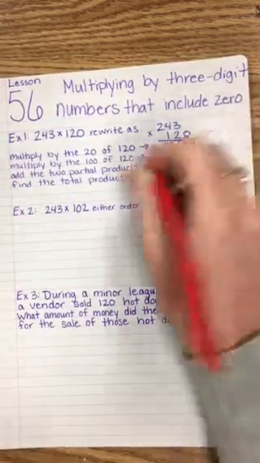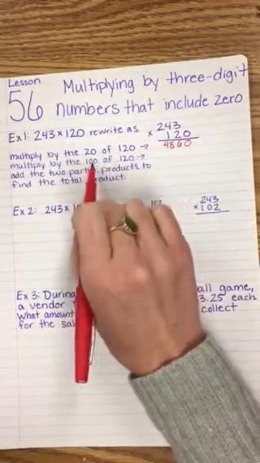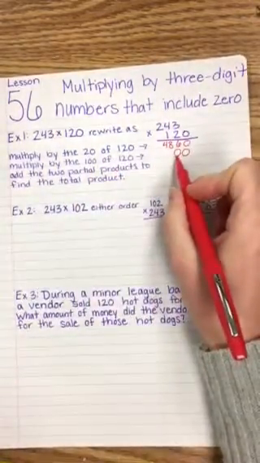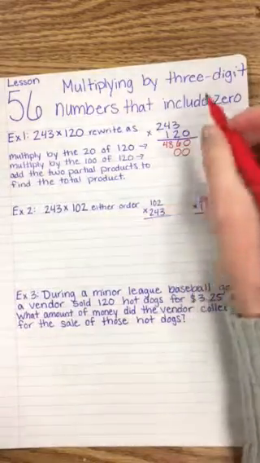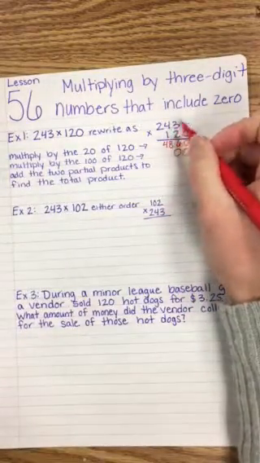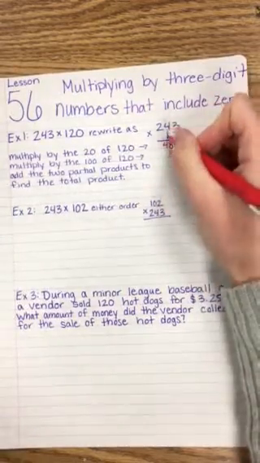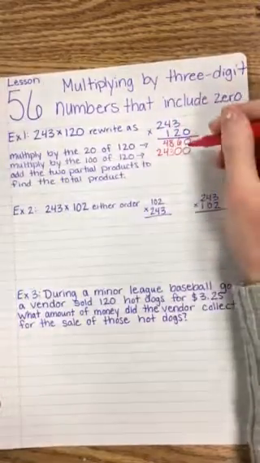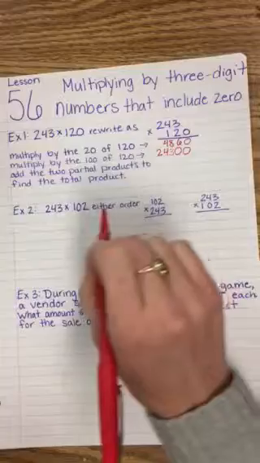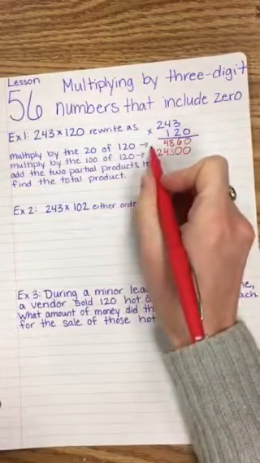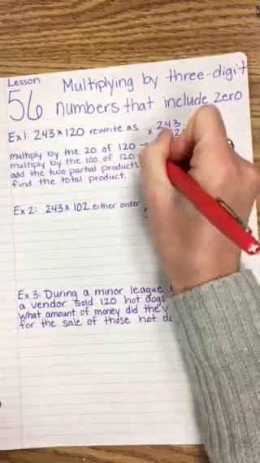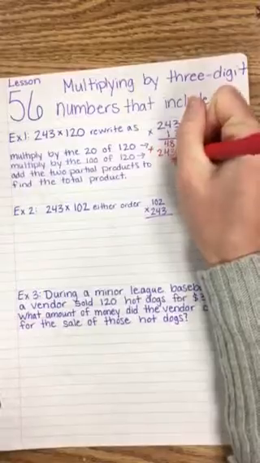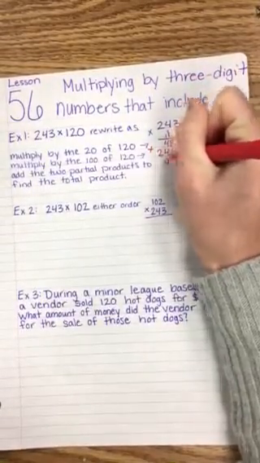Then we're going to multiply by the 100 of 120. So we're going to add 2 zeros because 100 has 2 zeros, so we need 2 placeholders. Then we multiply the 1 by 3 and get 3, and then we multiply the 1 by 4 and get 4, and then we multiply the 1 by 2 and get 2. Notice how I still lined up my numbers perfectly. Then you are going to add the 2 partial products.